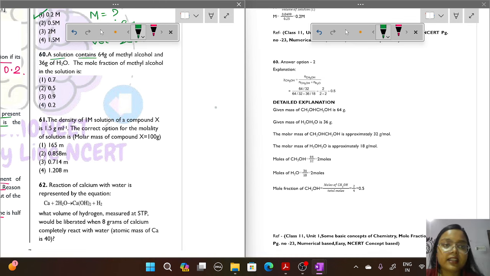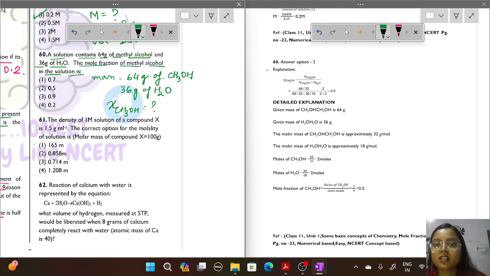A solution contains 64 gram of methyl alcohol and 36 gram of H2O. The mole fraction of methyl alcohol in the solution is? Okay, the solution contains 64 gram of methyl alcohol, which means CH3OH, and 36 gram of H2O, water. What will be the mole fraction of methyl alcohol? We have to find out the mole fraction of methyl alcohol in the solution.